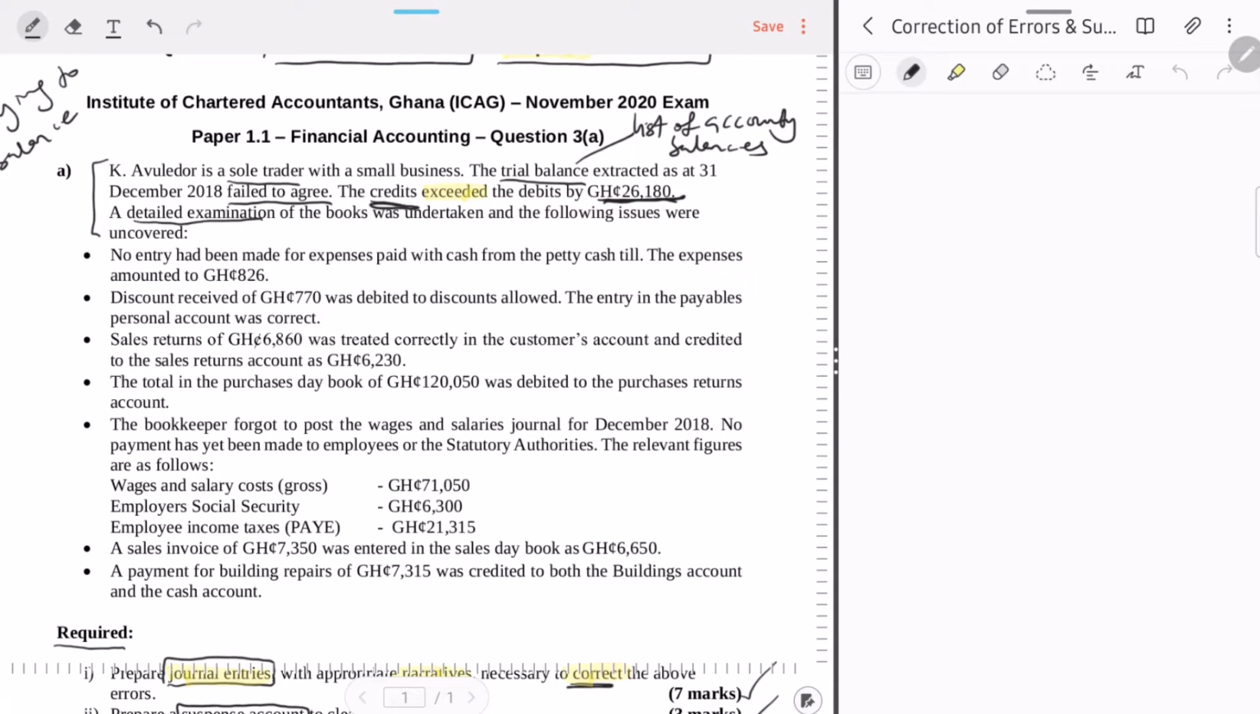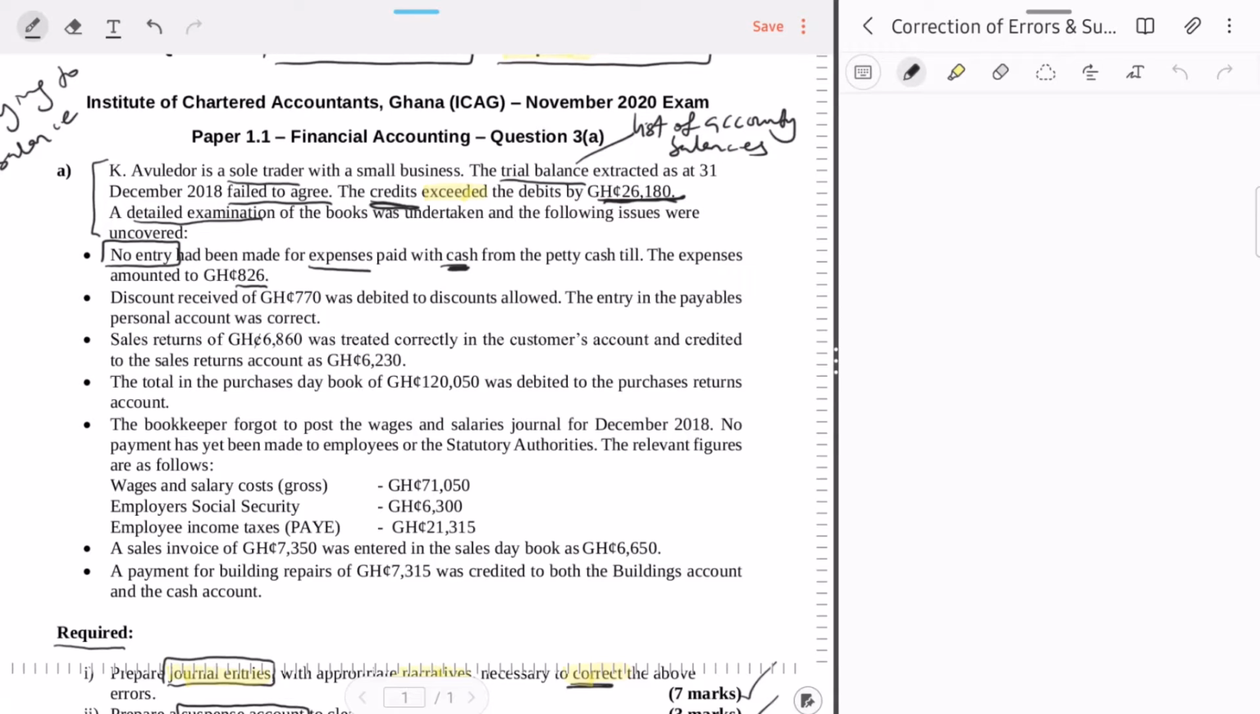So the first one, they're saying no entry has been made for expenses paid with cash from the petty cash still. The expenses amounted to 826. So here, we need to ask ourselves one question. If someone pays expenses, how would you record the entry? So first thing, let's ask ourselves, what has happened?